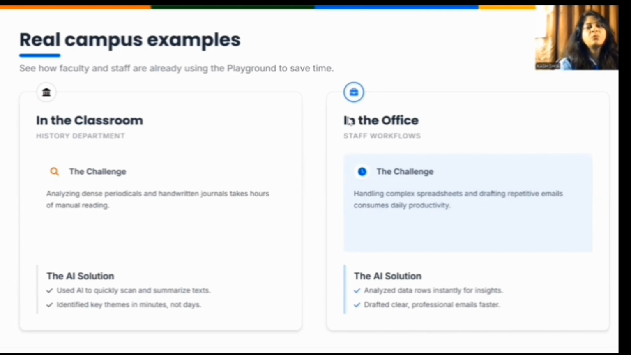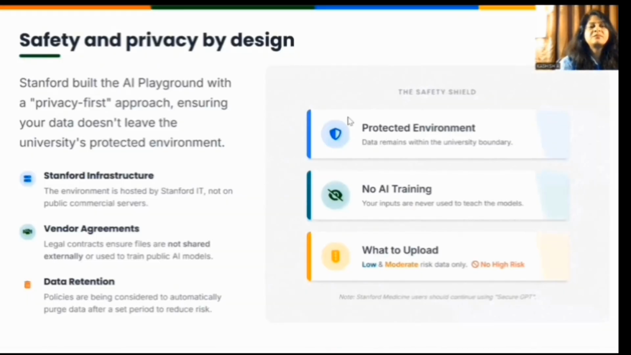In the office, what is the challenge? Handling complex spreadsheets and drafting repetitive emails consumes daily productivity. But if you get an assistant over here, AI is going to help you analyze data rows instantly for insights and draft clear professional emails faster. If you're giving the reference data, it would definitely give you very polished, professional emails or reports.